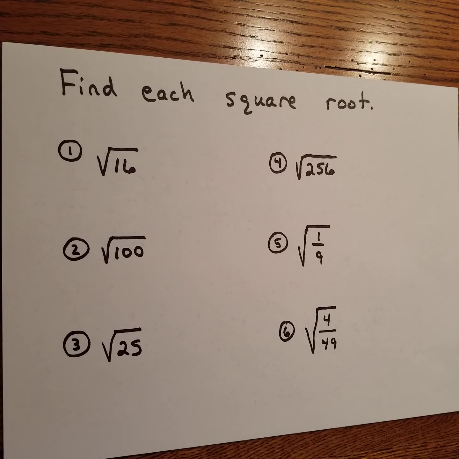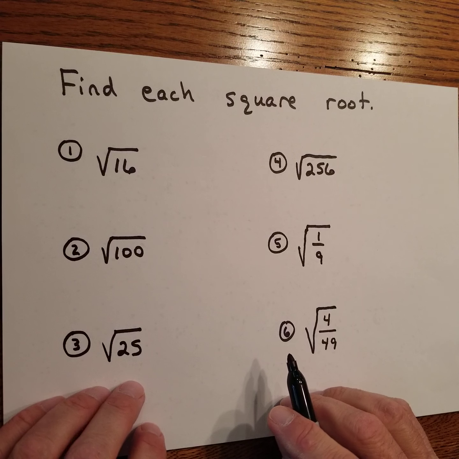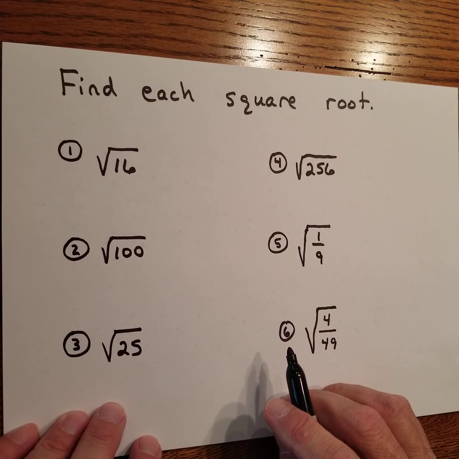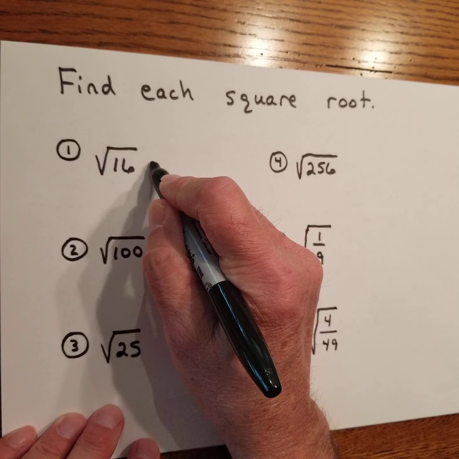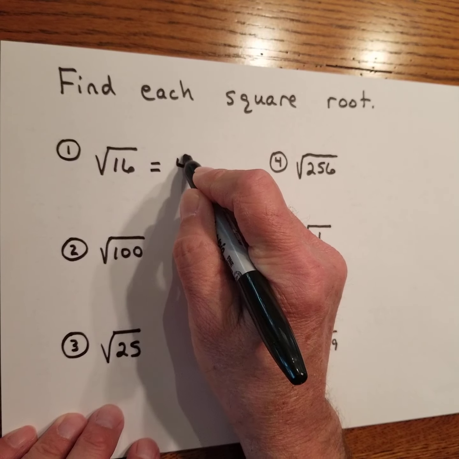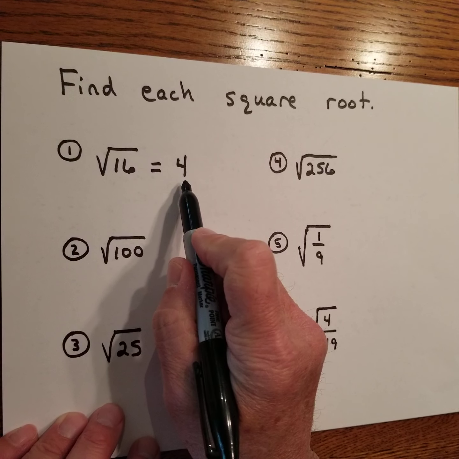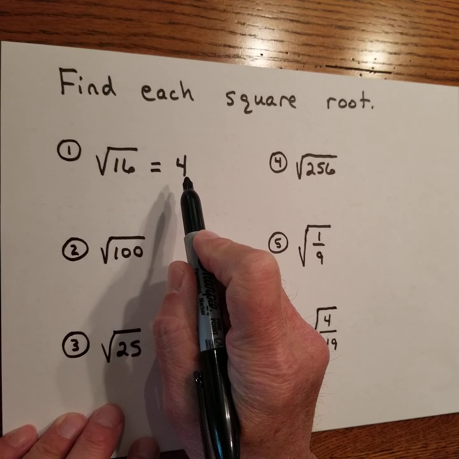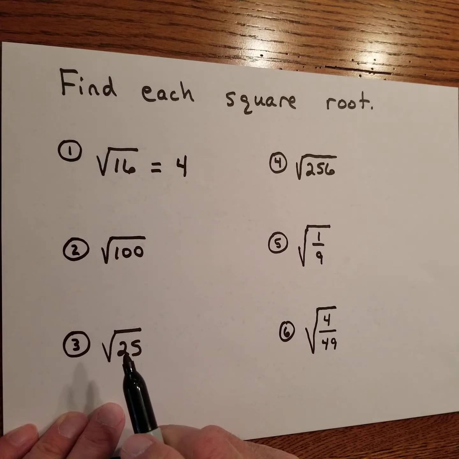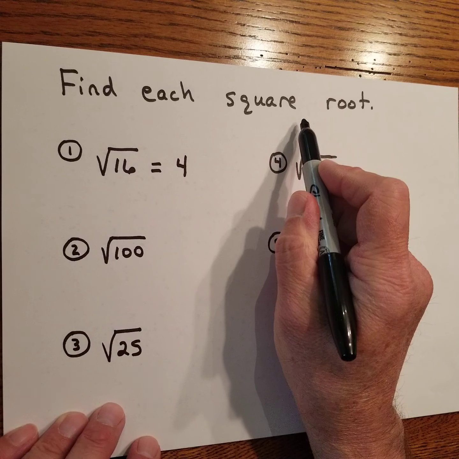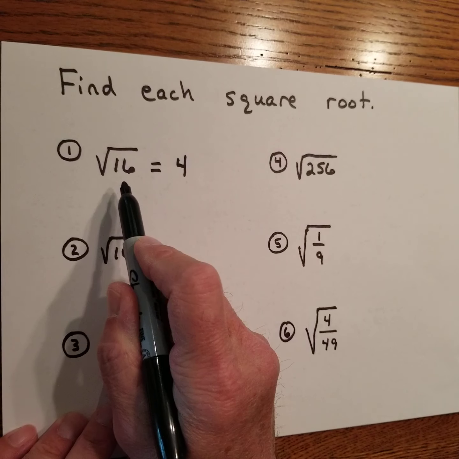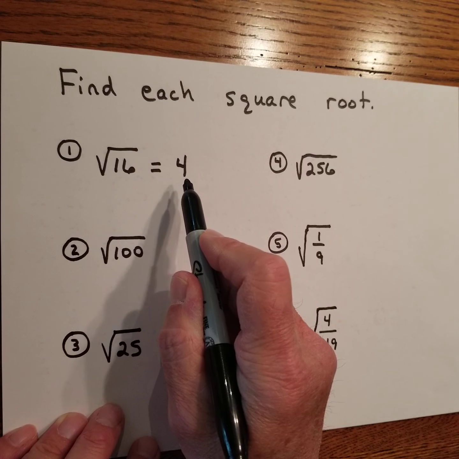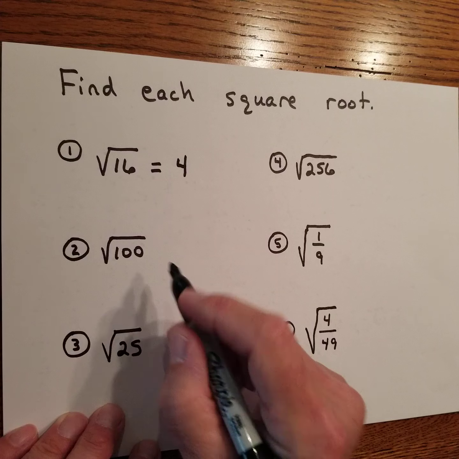In this video, we'll introduce the idea of square root. Some square root problems are very easy, and you can do them in your head, like number 1. The square root of 16 is just 4. Why is that right? Because 4 times 4 is 16. Square roots are just the opposite direction of squares. The square root of 16 is 4 because 4 squared is 16.